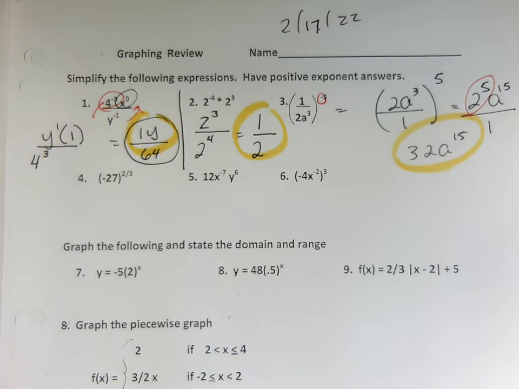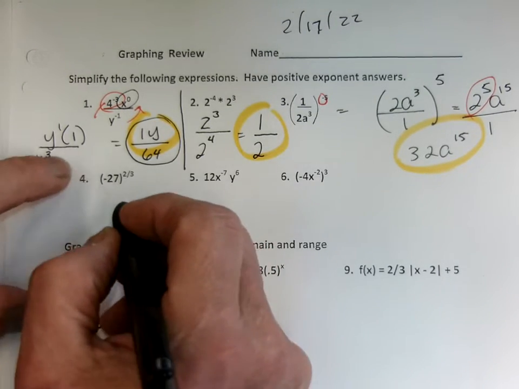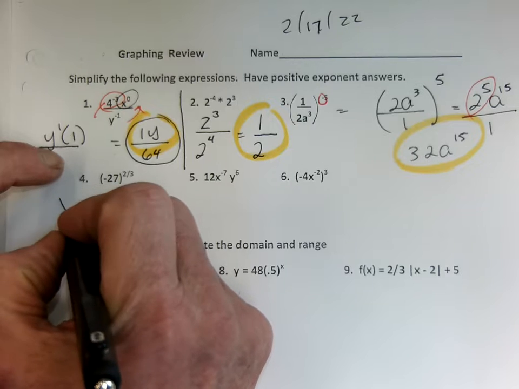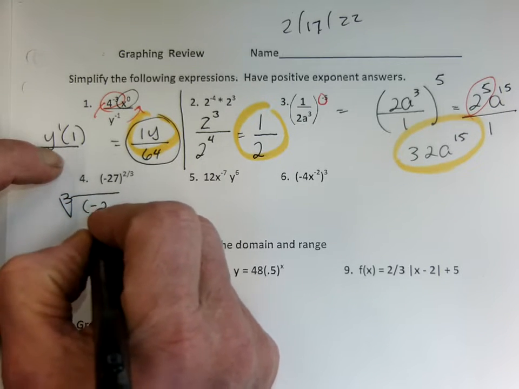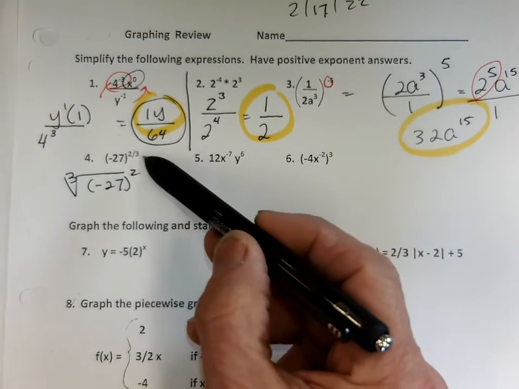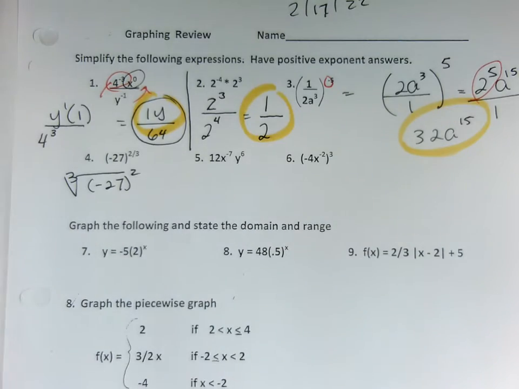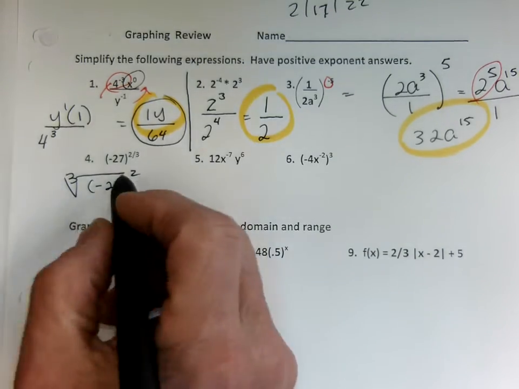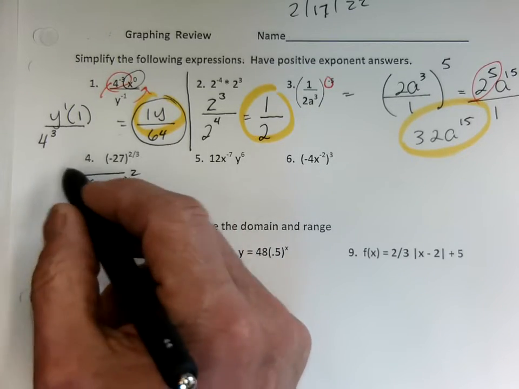Okay, number 4. Actually, Calvin, this one, the one you did, isn't it? Yeah. Cube root, right? Negative 27 squared. There's my root, and there's my power. Cube root of negative 27. Let's see, what times what times what? Well, it's got to be 3. Negative 3 times negative 3 times negative 3 makes negative 27.